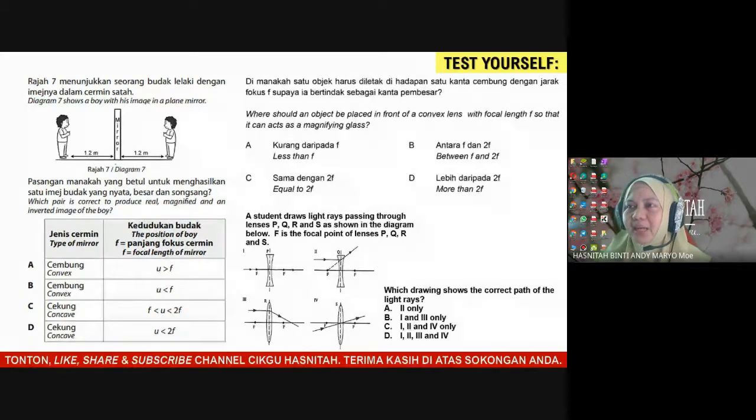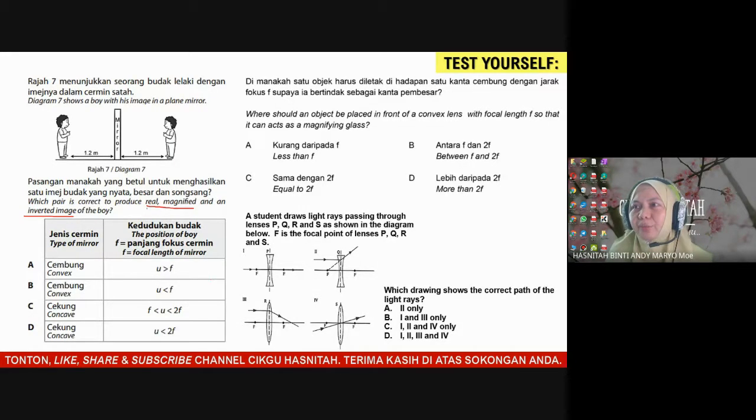The question is, which pair is correct to produce a real, magnified, and inverted image of a boy? Real, magnified, and inverted image. We just discussed this. Which one, convex or concave? And where is the position? Position of the ball means the position of the object. Let's say A or B.